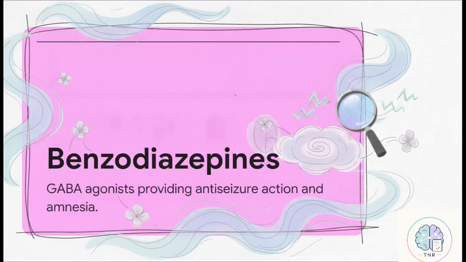So these drugs aren't just about putting a patient to sleep. They actually actively manipulate cerebral metabolism. Our very first class is benzodiazepines. At their core, these function as GABA agonists, and they're utilized for two major clinical reasons: providing potent anti-seizure action and producing amnesia, which ensures the patient literally has no memory of the surgical events.